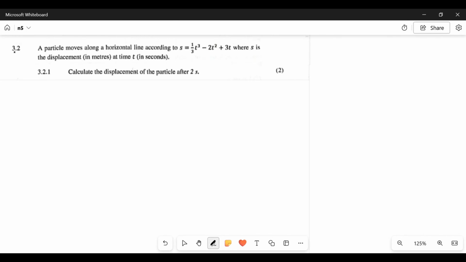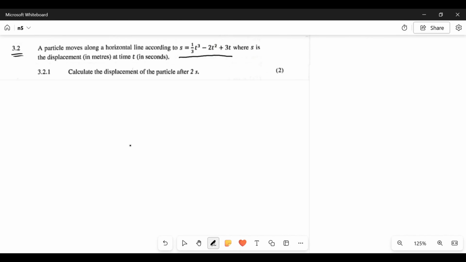Now let's read the statement there. As you can see, the statement goes like this: a particle moves along a horizontal line according to S equals 1 over 3 t cubed minus 2 t squared plus 3t, where S is the displacement in meters at time t in seconds. So guys, we are given this formula here. Now this formula is the formula for displacement, where S is for displacement and t is for time in seconds. So the displacement is in meters and time is in seconds.